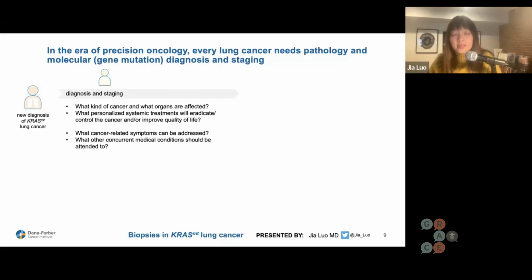This informs us about what are the personalized treatments that we can think about that could potentially eradicate the cancer, and if eradication is not possible, control and/or improve the quality of life. And so this is the key question that oncologists are always asking themselves.